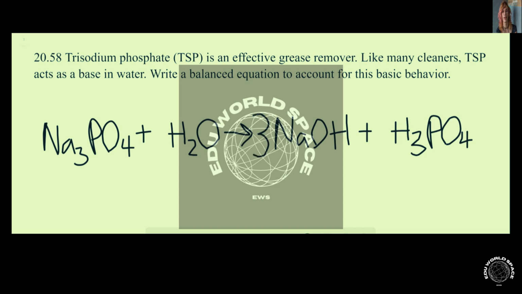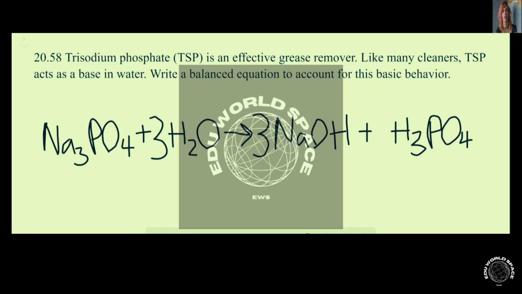So now that I have balanced my sodium atoms, I have 3 hydrogen atoms in my NaOH plus 3 for my H3PO4. That gives me 6 hydrogen atoms in my products, but I only have 2 in my reactants. So I also need a coefficient of 3 in front of this H2O so that I have 6 hydrogen atoms on both sides of my equation.